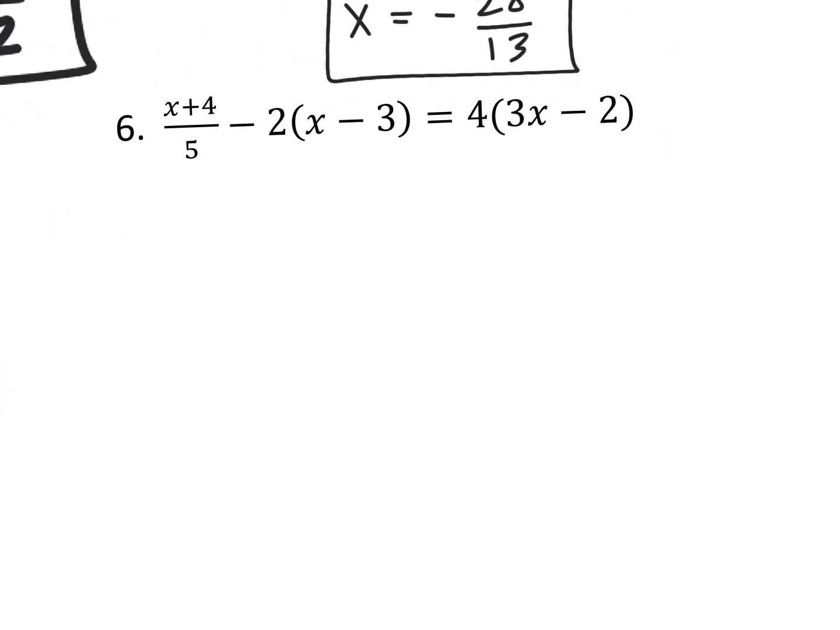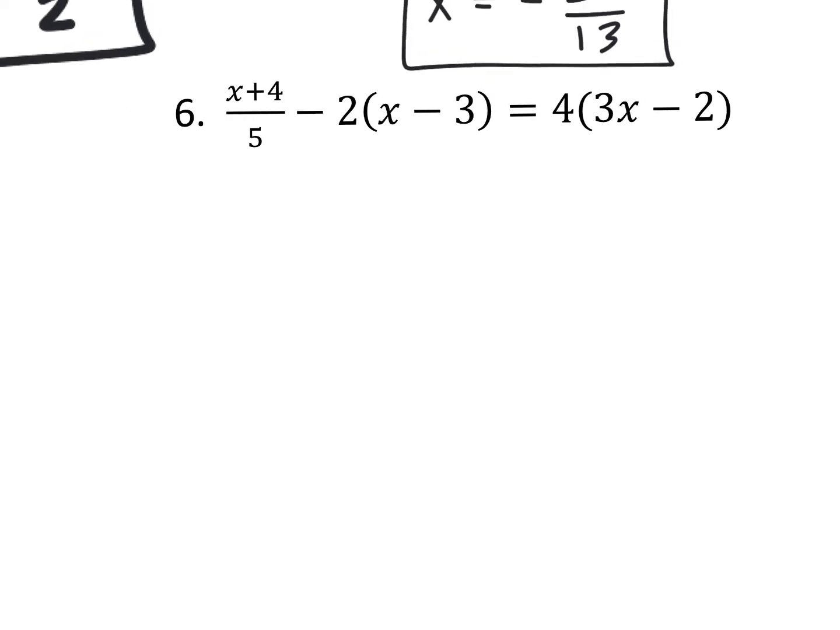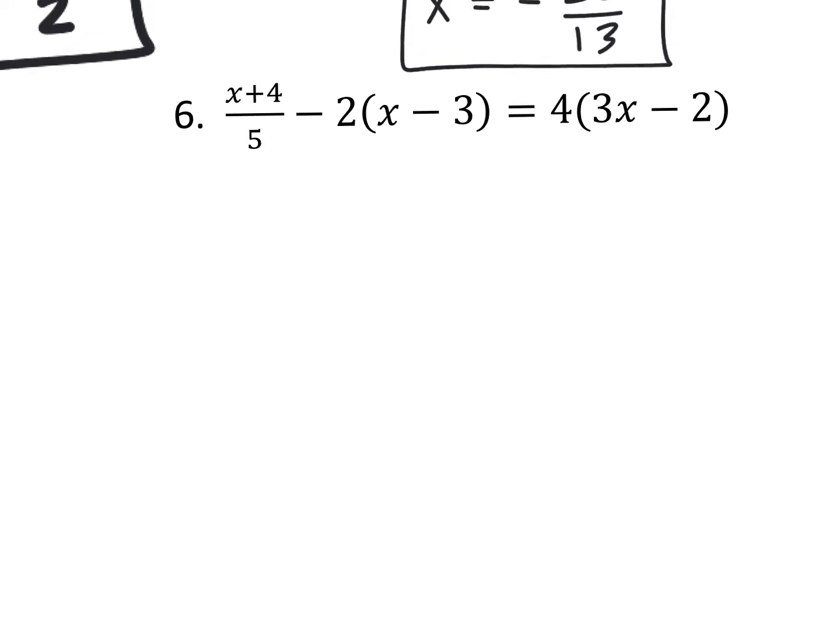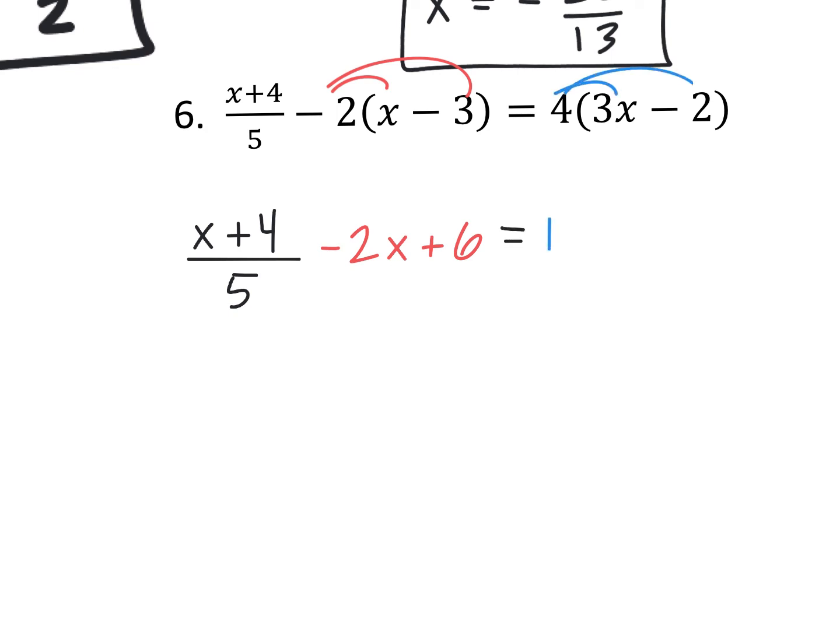Okay, with your people at your table, can you please go ahead and do the distribution on number 6, because we always do that first. Do the distribution, and check and make sure you guys get the same thing. And go ahead and just ignore this x plus 4 divided by 5. Put that in the front for now and ignore it. So distribute and then check with the people around you if you could.